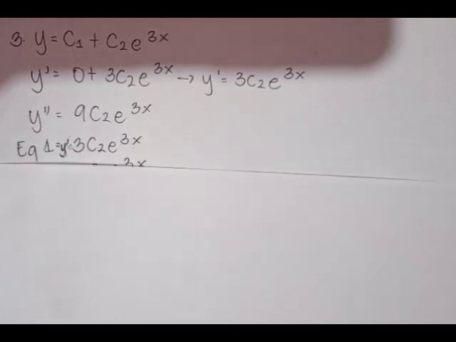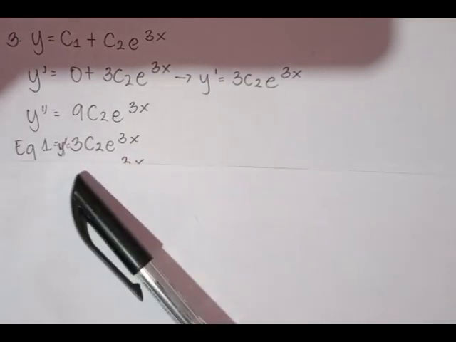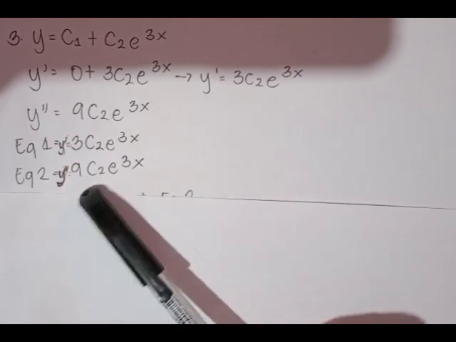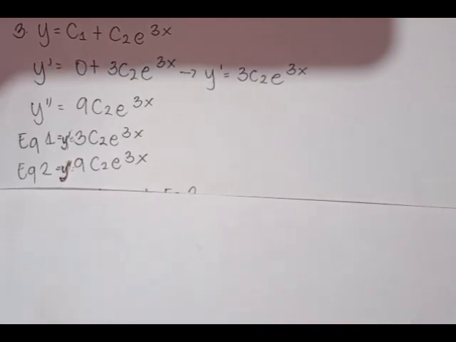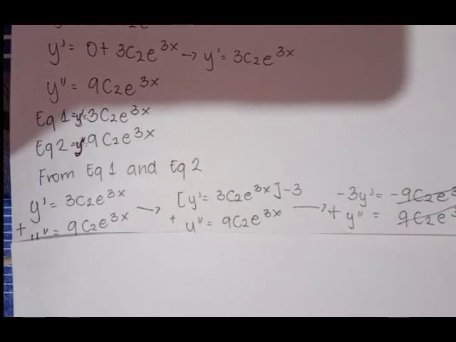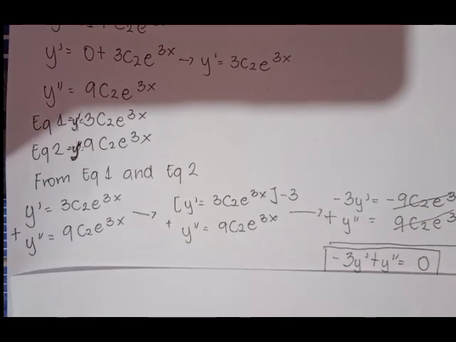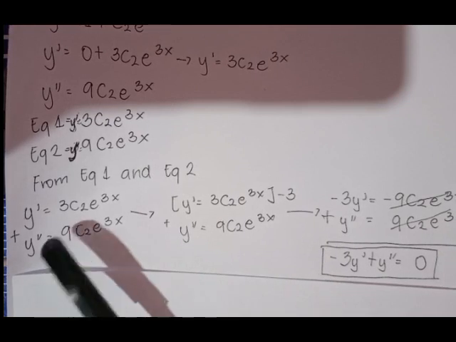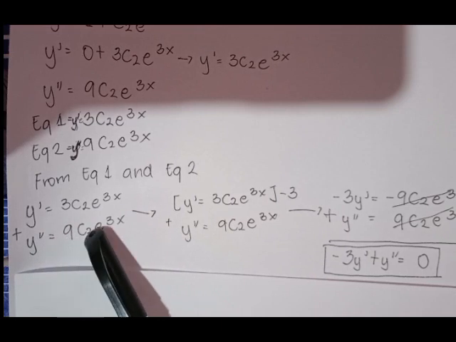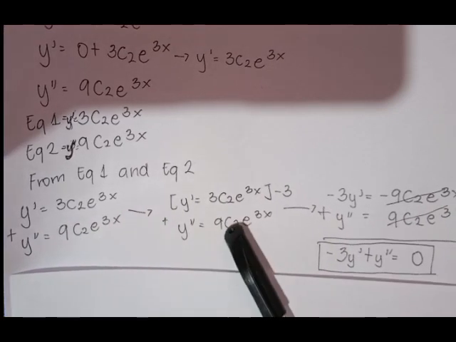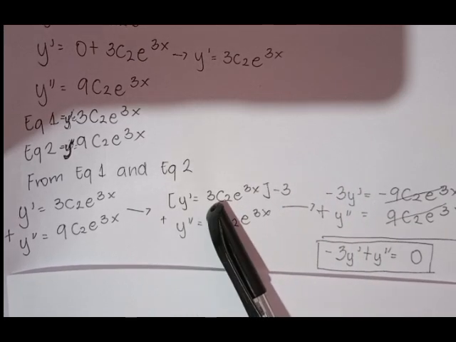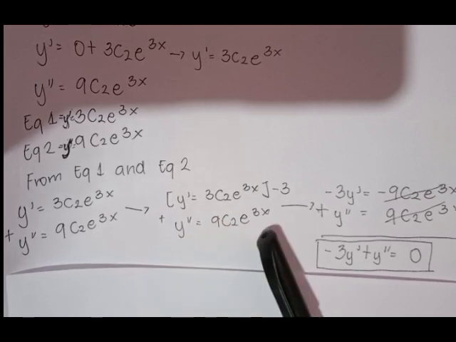So for our first equation, we have y prime equals 3c2 e raised to 3x, and for our equation 2, we have y second prime equals 9c2 e raised to 3x. From equation 1 and equation 2, we have the solution. Adding the two equations, we have y prime equals 3c2 e raised to 3x plus y second prime equals 9c2 e raised to 3x. The next step we do is to think of a number that we can multiply by 3 and add to 9, and we will get an answer of 0.